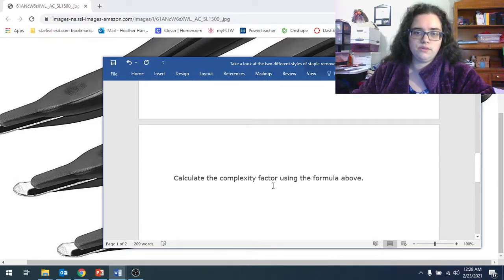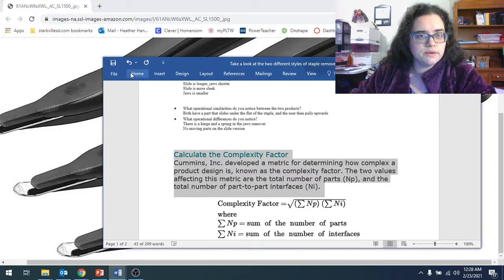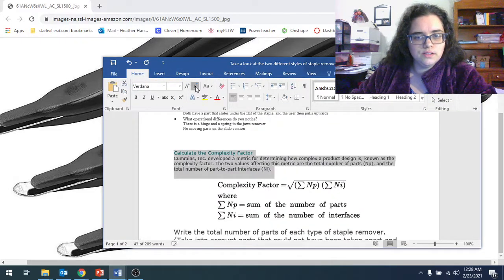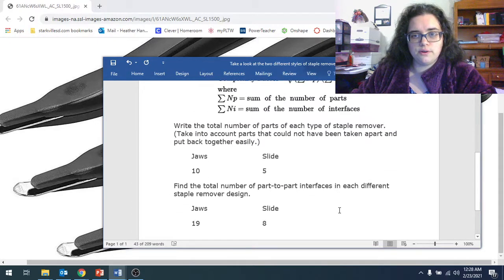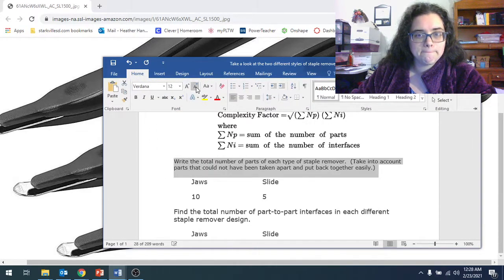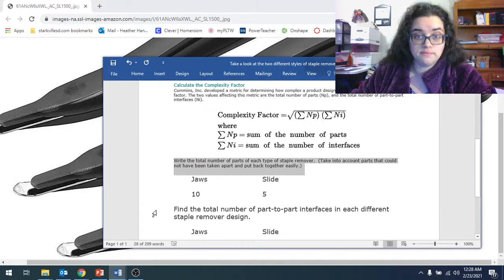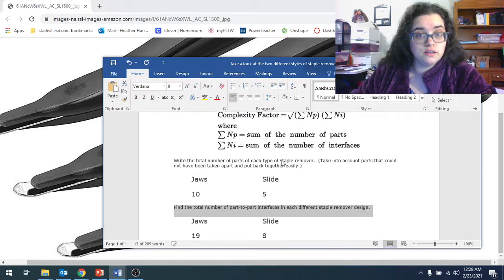Alright, so let's calculate using the formula. Here, let me make this smaller too so I can see what I'm doing. Home. There we go. Okay, so the complexity factor uses the formula above. I'm going to smallerize that as well. That's a technical term, by the way, smallerize. It's late, I'm sorry, I'm a little rambly.